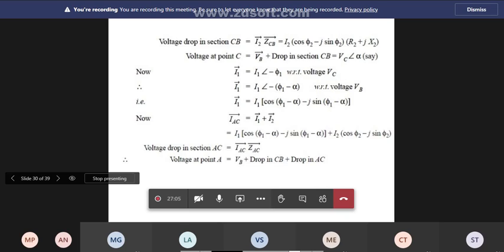The voltage drop in section CB is similar, first we have to calculate. So I am putting the last equations directly, because this is also similar to that one. First calculate impedance, then calculate current at each section, then calculate voltage drop in each section. The current at each section is the important one. So we have to subtract the load power factor angle from the individual power factor angle. Then we get I1 plus I2. Then I AC, Z AC. Voltage at point A is the receiving end voltage plus the drop in CB plus the drop in AC, as usual.